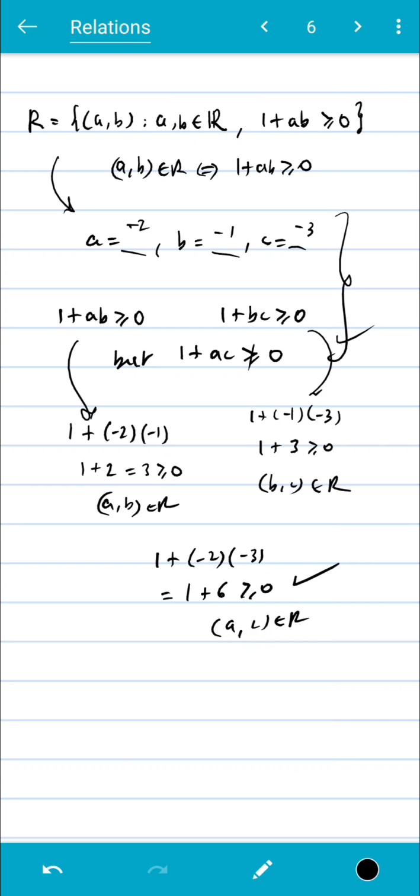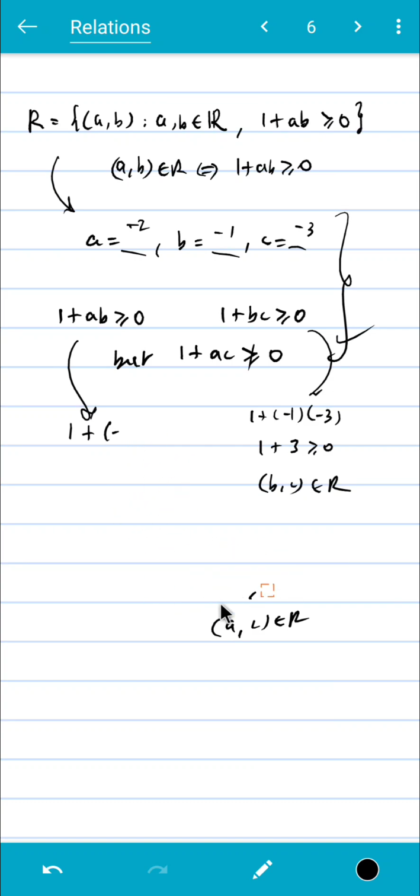But we cannot yet say that R is transitive, because what if it fails for some other values of a, b and c? So we have to try more values until either we get an example that fails, or if we think that we cannot get it, then we try to prove that this is transitive by using a general way of proving it. Okay, so it doesn't work with minus 2, minus 1, minus 3. Let's take other examples.